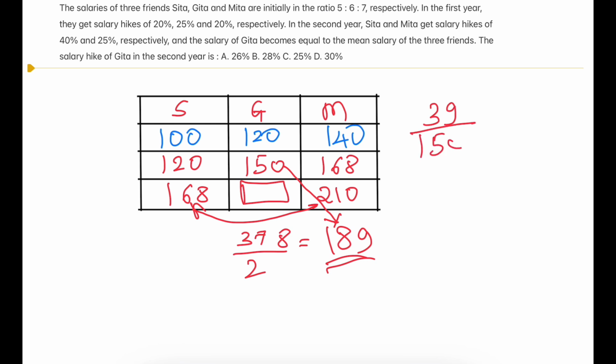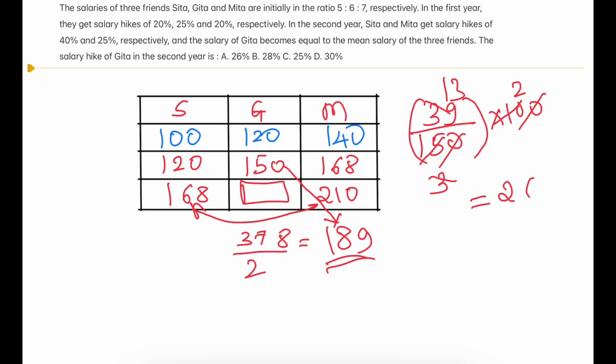And since we want the percentage change, it's 39 upon 150 multiplied by 100. 2 zeros gone. 5 threes are 15, 5 twos are 10, 3 13s are 13 into 2 is 26. Such a short and sweet method to get the answer. It's very clearly option A.